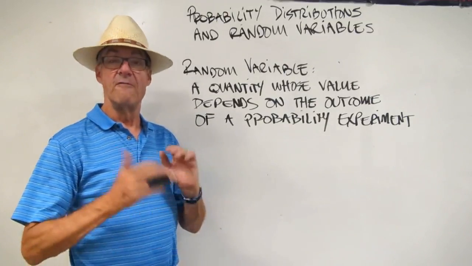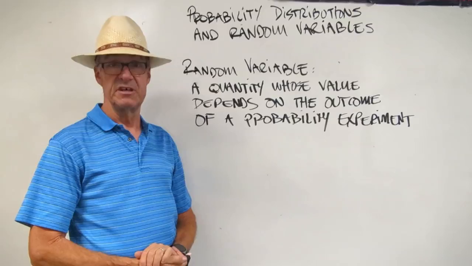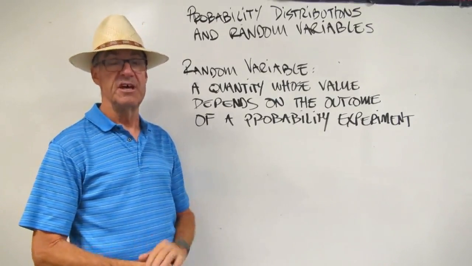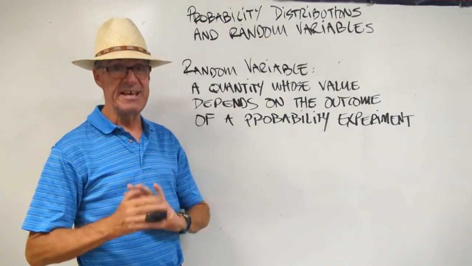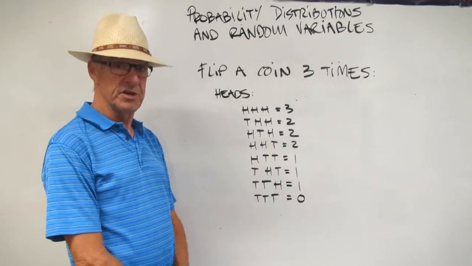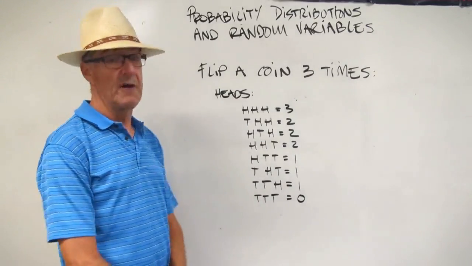Okay? So, for example, we're going to flip a coin 3 times. We take a look at all the possible outcomes, and X could equal the number of heads we get from flipping a coin 3 times. Let's look at that example. Flip a coin 3 times. Here is a list of our outcomes.